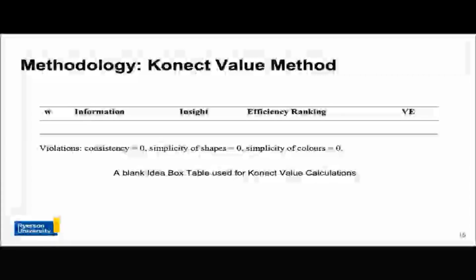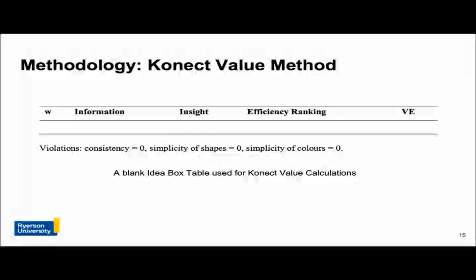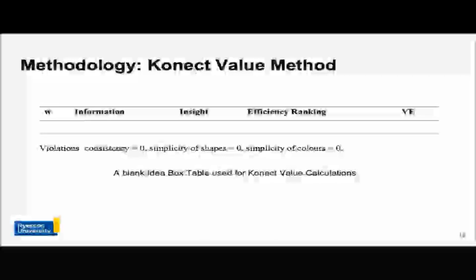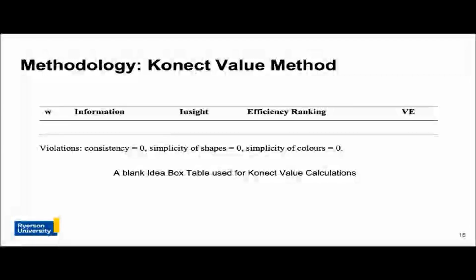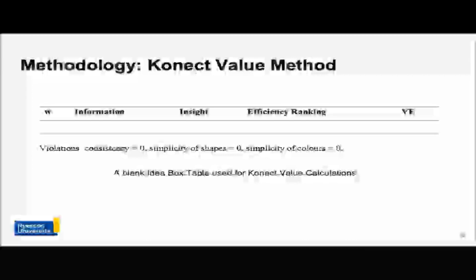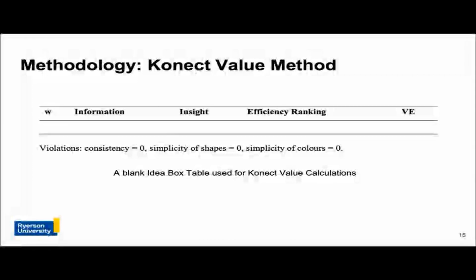To make the calculations easier, an idea box table as shown on this slide can be used to complete the connect value method. For each display screen, a single idea box table is filled out. The calculations give a connect value ranging from 0 to 1 that can be used to compare different designs or simply understand the effectiveness of a single design. Values closer to 0 indicate a more effective design. A design with connect value lower than 0.5 is seen as easier to understand and interact with.